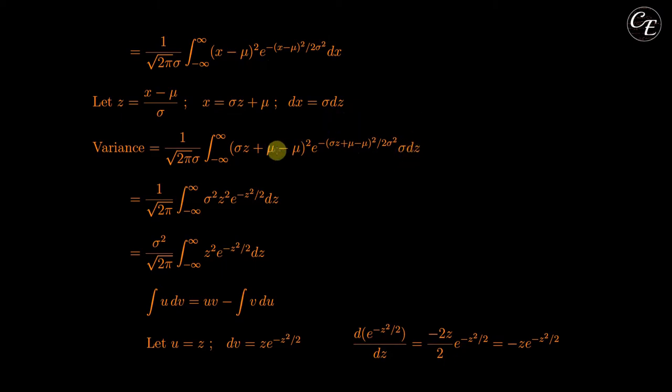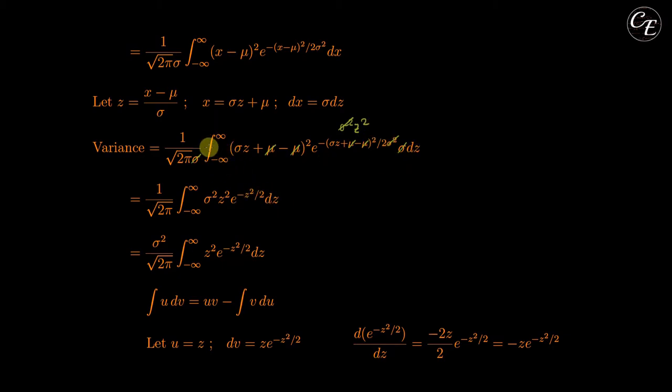Then we can cancel out plus mu and minus mu, then sigma and sigma. Then the square of sigma z is sigma squared z squared. Then we can cancel out sigma squared and sigma squared. So what we're left with is 1 over square root of 2 pi in here. Then in here, it is negative z squared over 2, then dz in here.